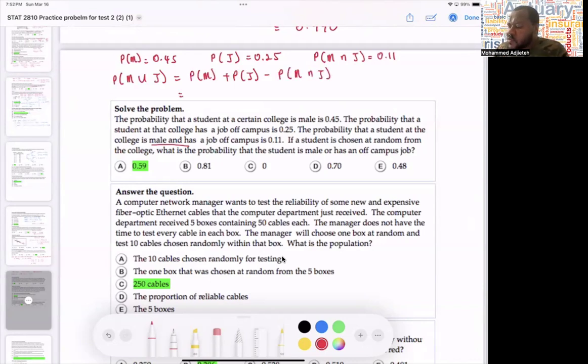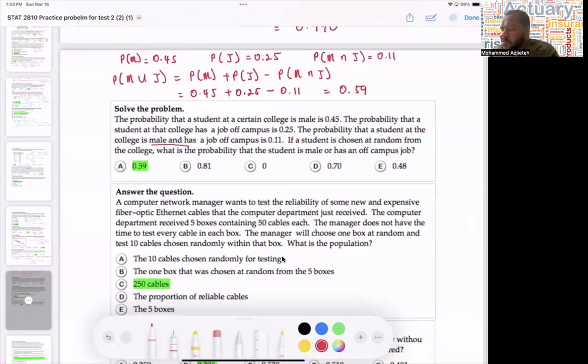So what is probability of a male? 0.45. Probability that you have a job off campus, 0.25. Minus probability that you're a male and have a job off campus, 0.11. So when we do this, we get 0.59. So that is how to go about that problem.